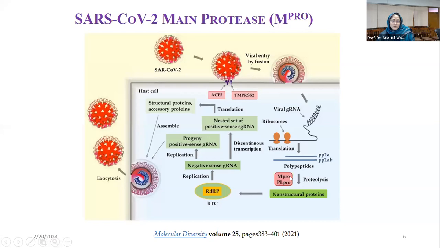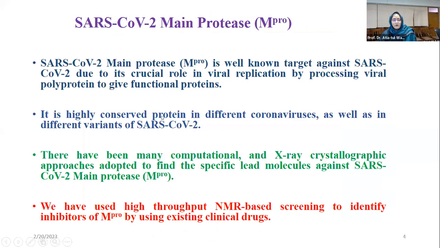So if we can inhibit these proteases, M-pro and PL-pro, that could work as a potential drug. And this protein, M-pro, is also one of the very conserved proteins in different coronavirus strains. We have used an NMR-based screening approach to identify molecules that can interact with this protein.